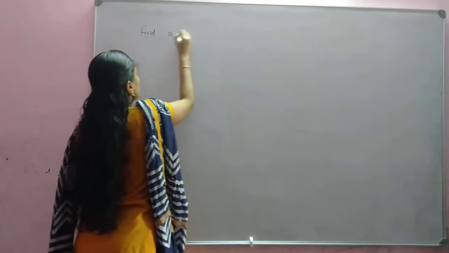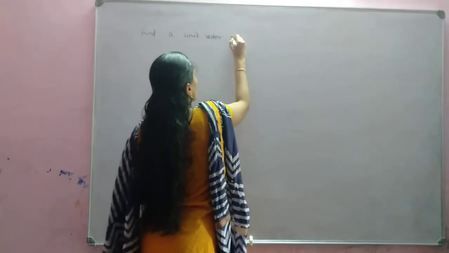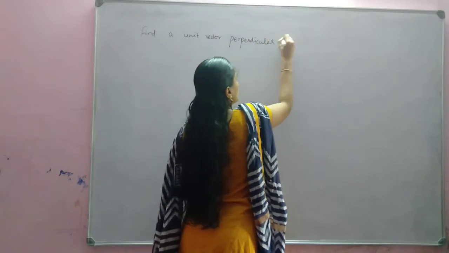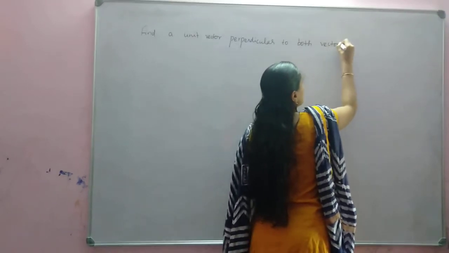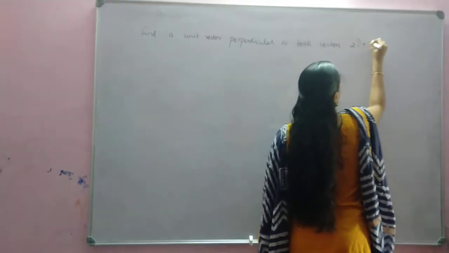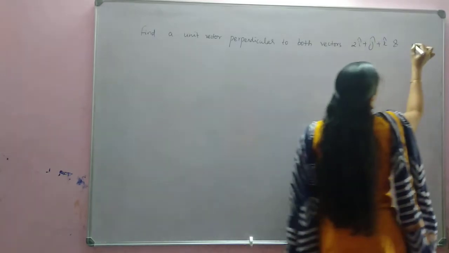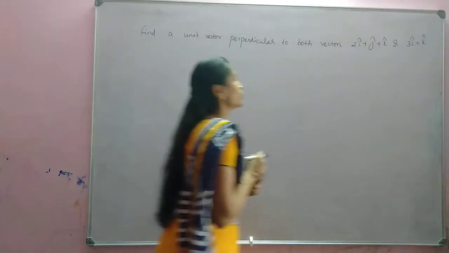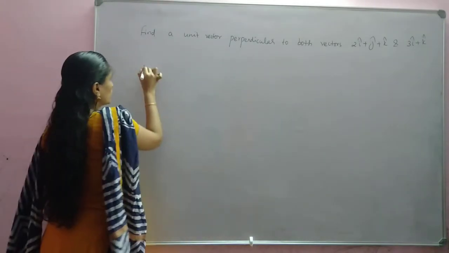Find a unit vector perpendicular to both vectors 2i plus j plus k and 3i plus k. To find a unit vector perpendicular to both the vectors. Okay. So how to find a unit vector perpendicular to both the vectors?